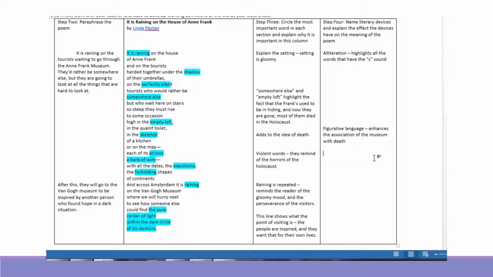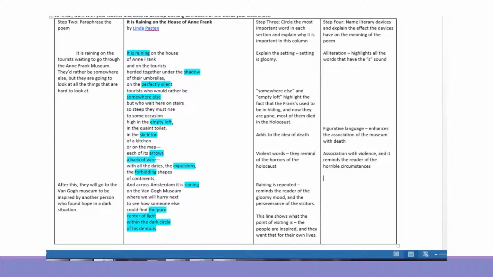So again, we have figurative language, and it actually is providing kind of the same meaning, that association with death, association with violence, and it reminds the reader of the really horrible circumstances that Anne Frank was in as she was making those amazing statements about life and light and hope. What else do I want to say?